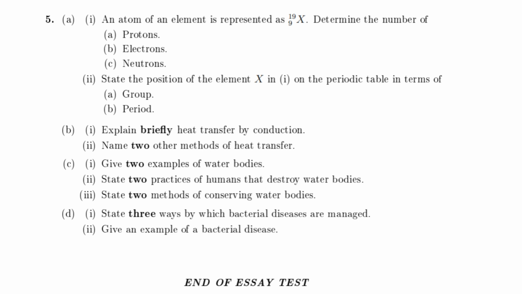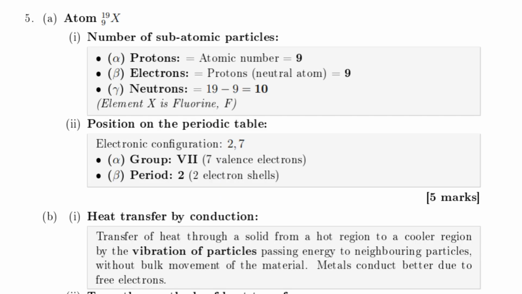So the atom: the number of subatomic particles. We have protons to be 9, electrons also 9, then neutrons to be 10. So the element is fluorine. They didn't tell us to name the element, but just for you to know. Position of the element in the periodic table: the element will be in the seventh group, then it will be in period 2.